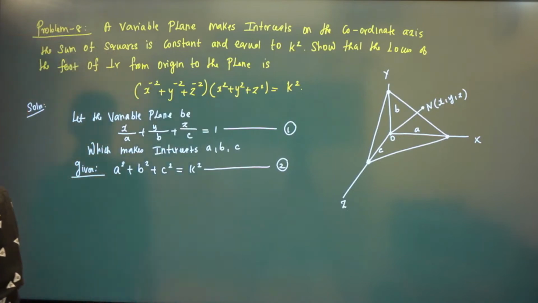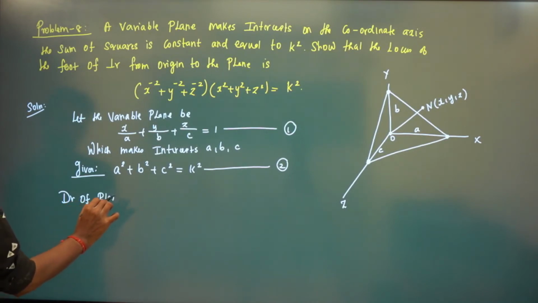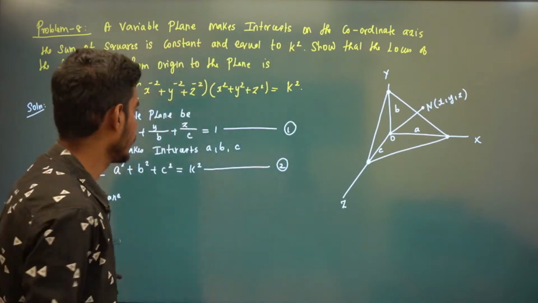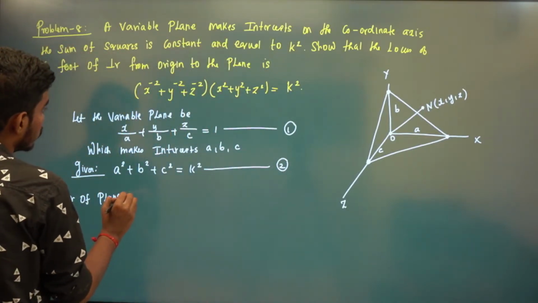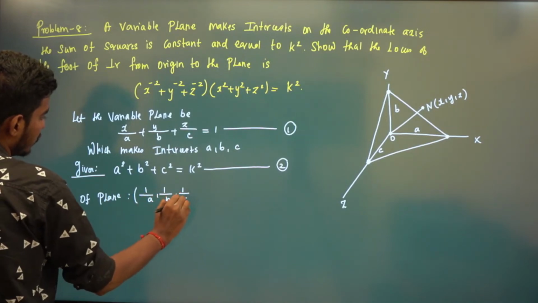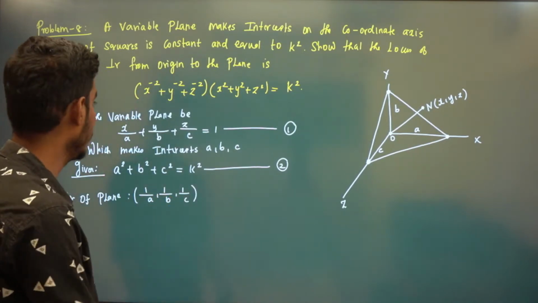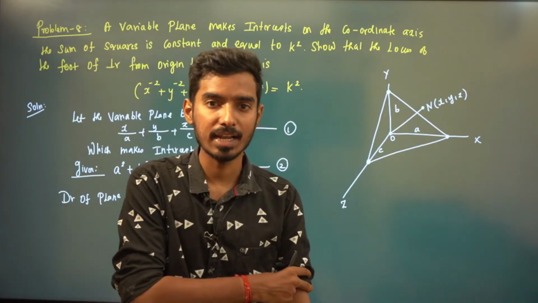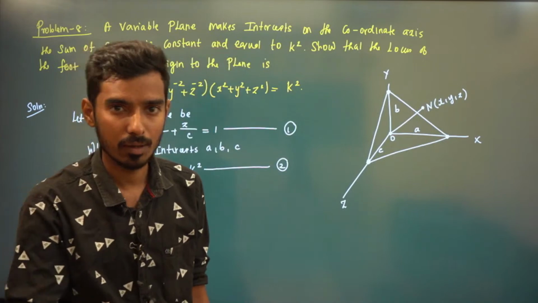Okay, now first, what is the direction ratio of the plane? Direction ratio of the plane is nothing but the direction ratio of the normal to the given plane, right? So which is 1 by A, 1 by B, 1 by C is the direction ratio, right? For a plane AX plus BY plus CZ plus D is equal to 0, A, B, C is the direction ratio of the normal, right?